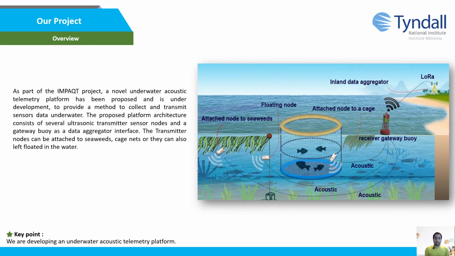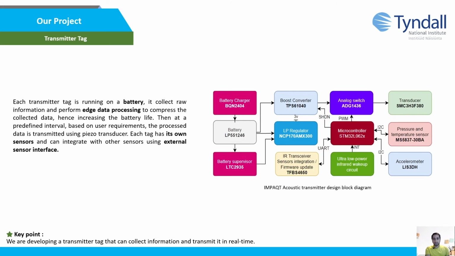As a part of the IMPAQT project and our telemetry platform system, we are developing transmitter nodes which can be attached to seaweeds. They can be floated in the water, or they can be connected to a fish cage net, and they can transmit their information using acoustic signals to a receiver gateway buoy, and these gateway buoys can then transmit the data using LoRa, the communication link, to inland sites, and from that inland site we can upload the data to the cloud. Each transmitter tag is running on a battery, and it has several sensors inside. It has also an external sensor interface that can be used to attach an external sensor to it.